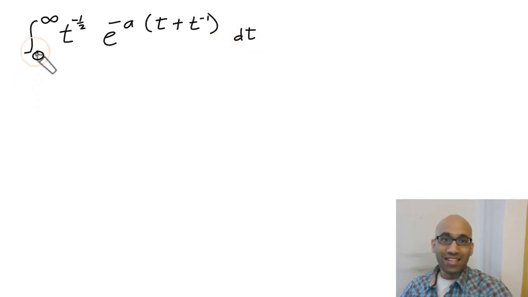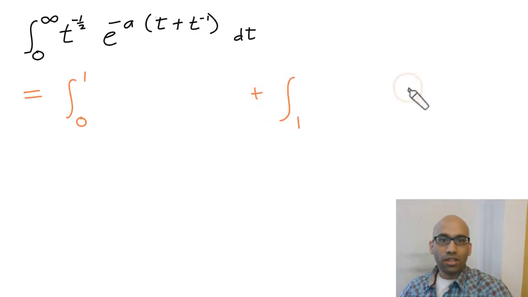The first hint is to break up this integral into 2 parts. We're going to write this as the integral of this whole thing from 0 to 1, plus the integral of this whole thing from 1 to infinity. We just copy this over: t to the power minus half, e to the power minus a (t plus t inverse), dt.